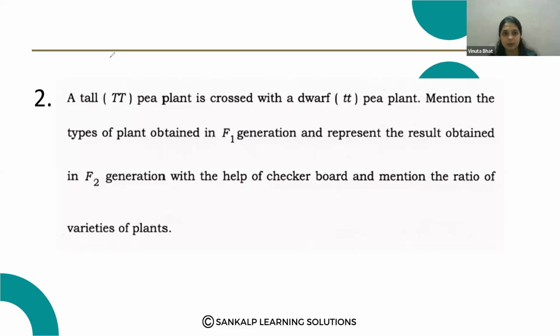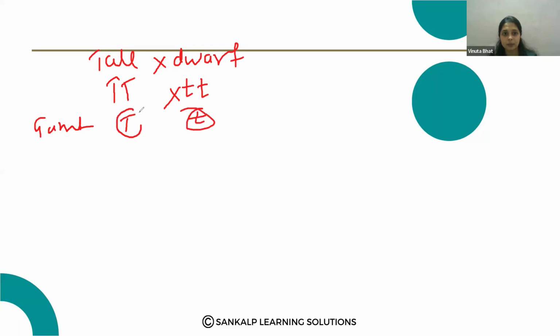Parental generation, tall pea plant crossed with the dwarf plant, that is capital T crossed with small t, already given this. Okay. So gametes produced are capital T, here small t. So the F1 generation will be all tall plants, all are tall plants.